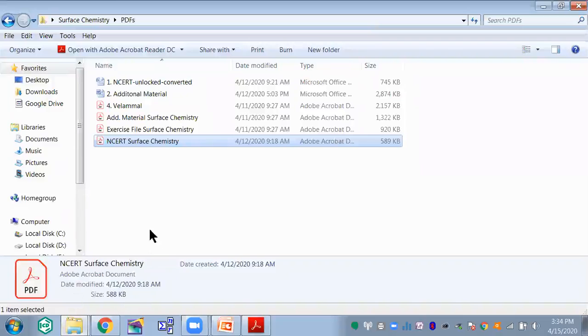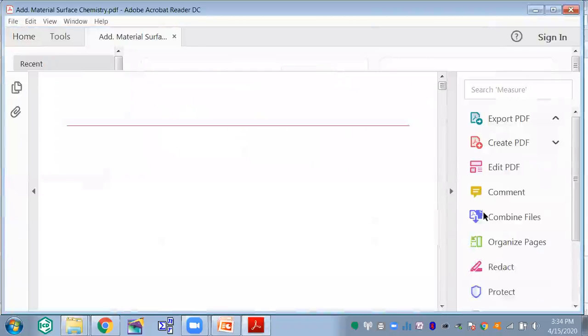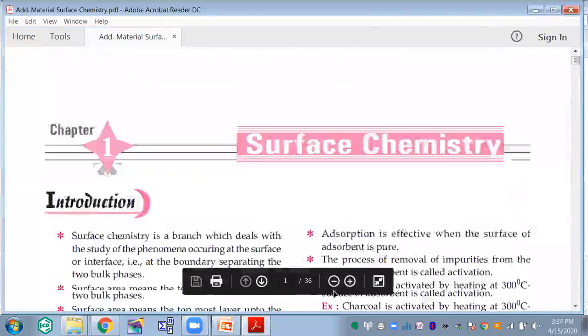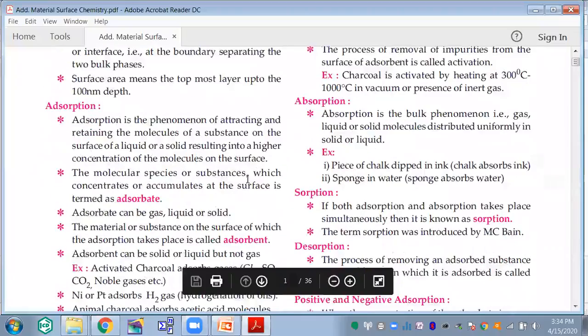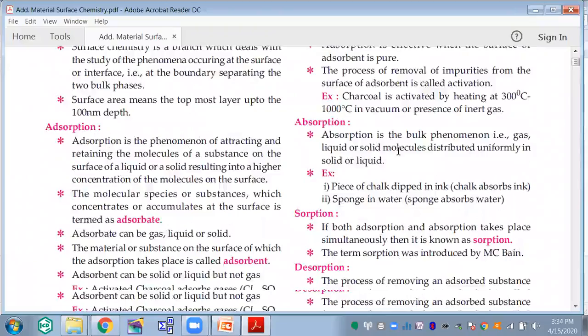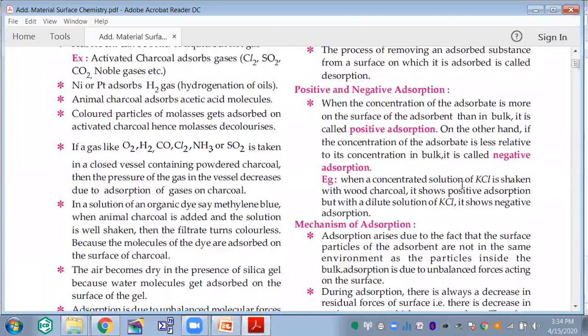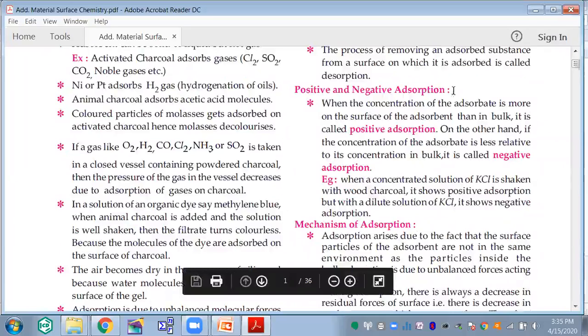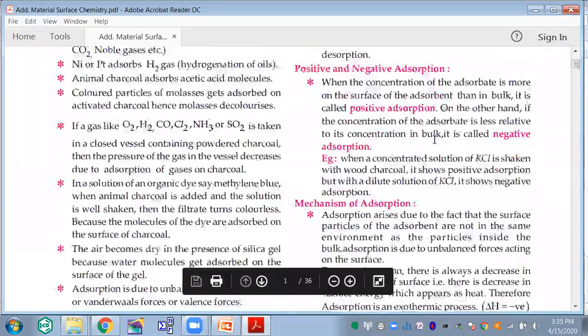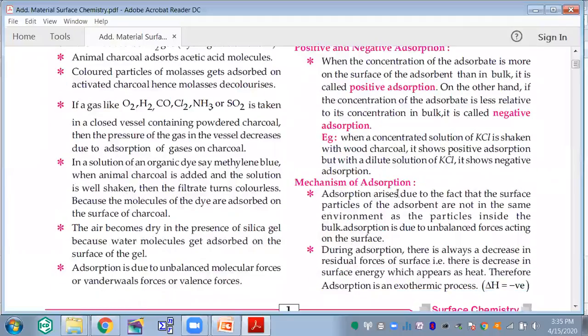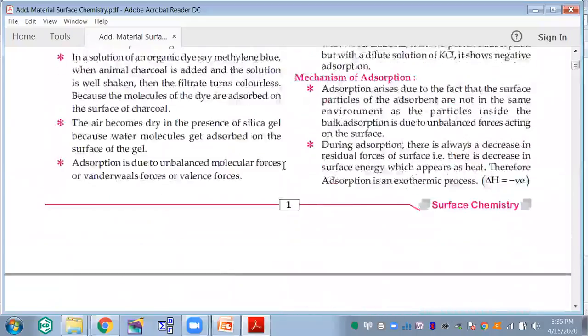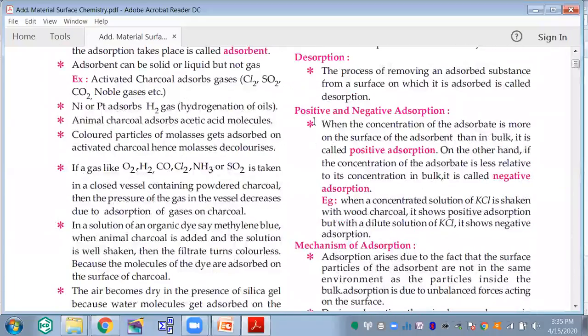The additional material also has the same points but as bullet points. Some people like to read as paragraphs, some people like to read as bullet points. It's up to you. In this additional material, they have given one point: positive and negative adsorption. Actually, that is positive and negative sorption. Please note down that in the additional material we have positive sorption and negative sorption.